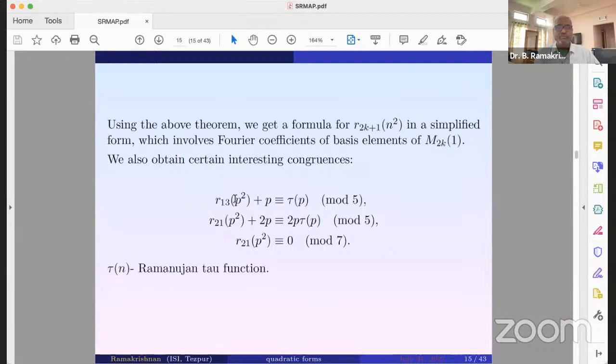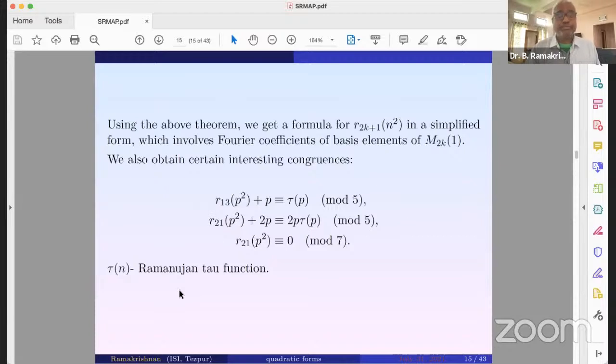You take r_13(p square) plus p, which is congruent to the Ramanujan tau function modulo 5. r_21(p square) plus 2p is congruent to 2p times tau of p mod 5. Also for modulo 7 we have a congruence like this. So for this, in most of the cases you will have one congruence like this, and in some cases we have two congruences, where tau n is the Ramanujan tau function. So this is one of the interesting applications which we have obtained as a consequence of doing this problem of finding the formula.